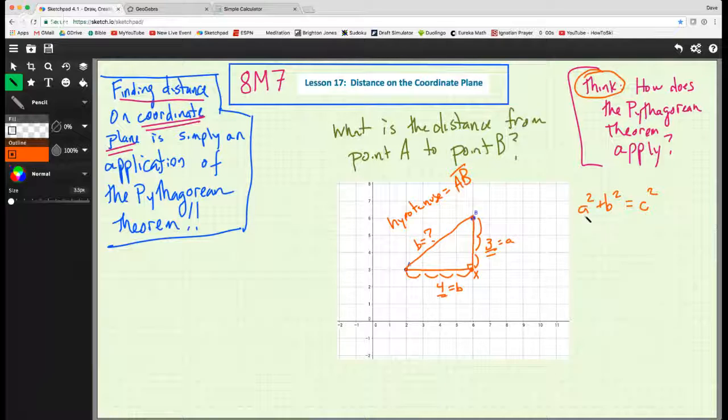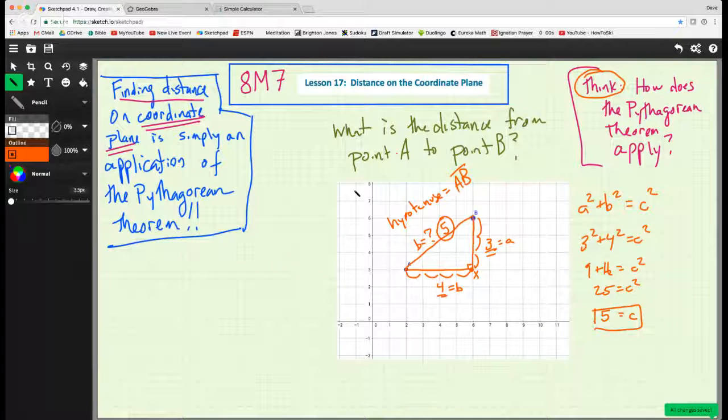Well, let's plug it in. 3 squared plus 4 squared equals c squared. That's 9 plus 16 equals c squared. So 25 equals c squared. So c equals 5. So the distance from A to B in this case is 5, a nice round integer. So we're going to box that up and say 5.